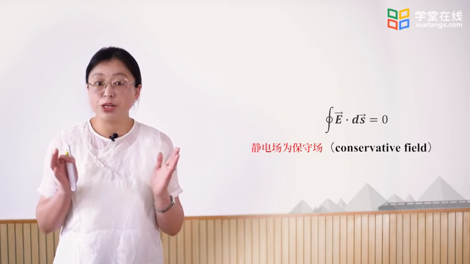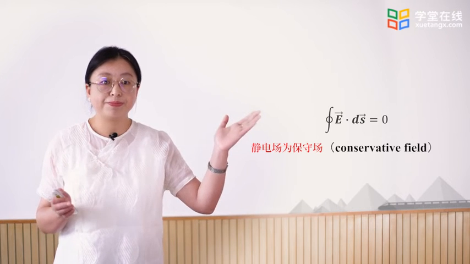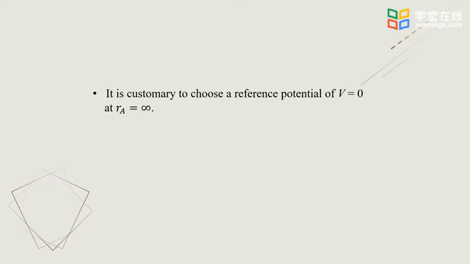We define a field that is related to a conservative force as a conservative field. Therefore, the line integral of the electric field over a closed path must be 0, as shown here. It's customary to choose the reference of the electric potential for a point charge to be 0 at infinity. With this reference choice, the electric potential due to a point charge Q at any distance r from the charge is expressed by this equation, V equals ke Q over r.